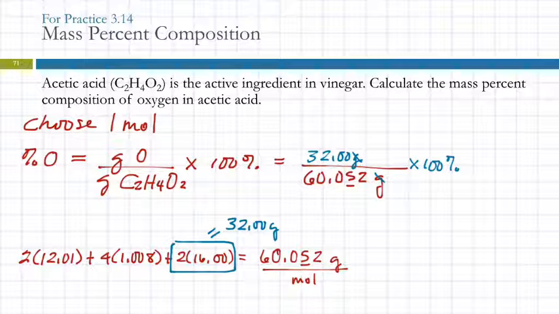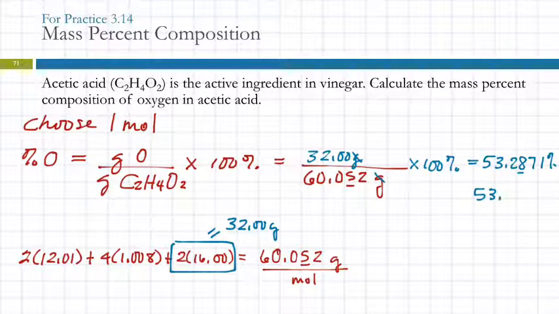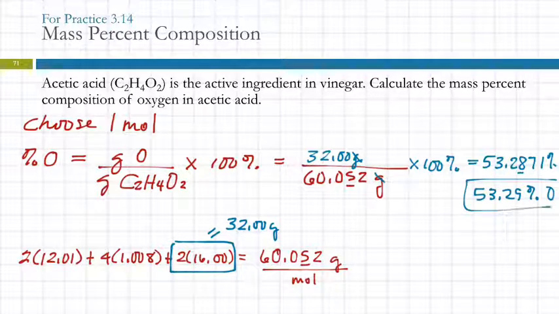53.28. There's my 4 sig figs. And then 7.1%. So 53.29% oxygen. By mass, acetic acid is 53.29% oxygen.